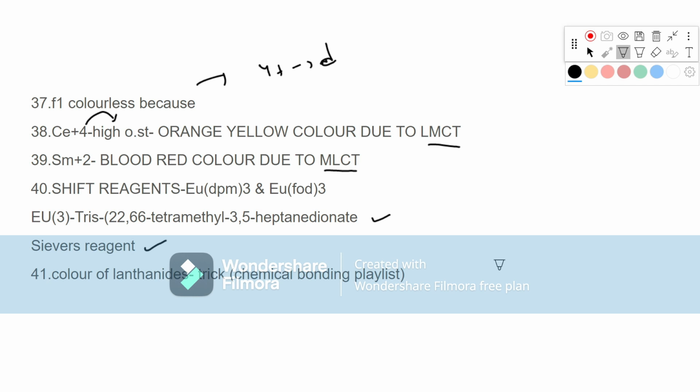Next, color of lanthanides, there is a trick. If you observe the chemical bonding playlist, in the chemical bonding playlist I have given one trick for lanthanides. You can watch that, you can easily understand, right?